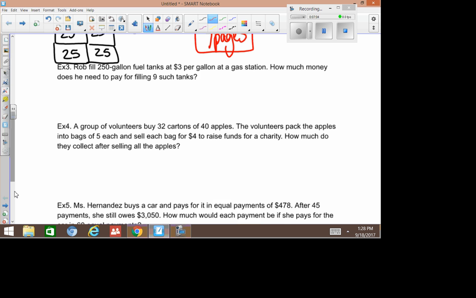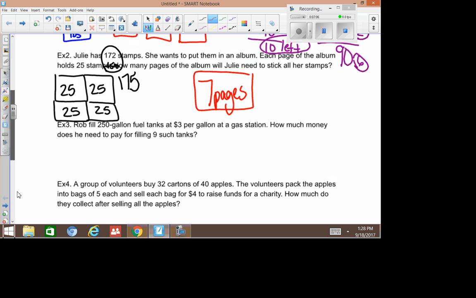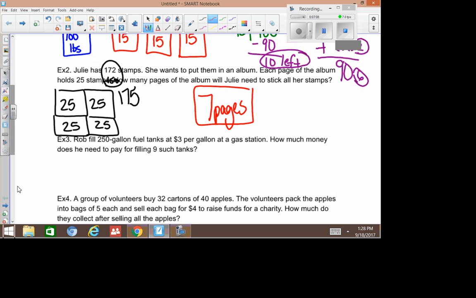Well, you don't know why we counted by 25s? So you can reach the answer. Okay. Well, they had 172 stamps, and 25 was going to go on each page.